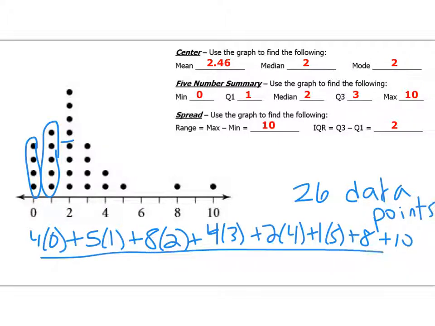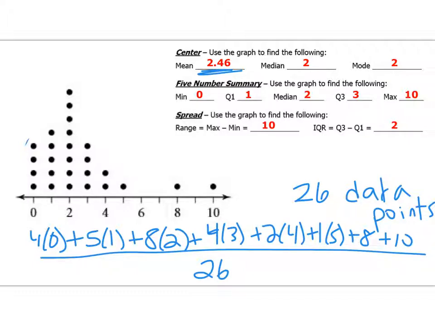I'm going to divide all of that by the 26 points, and I get that my mean is 2.46. Obviously, I could have taken a lot longer and done all of that separately, but even with condensing it down, it's still pretty long. So now let's look at the median.